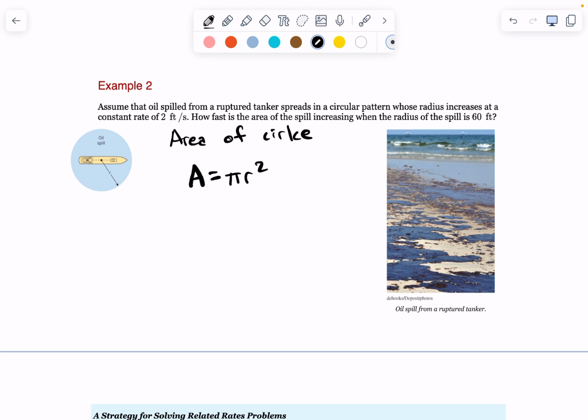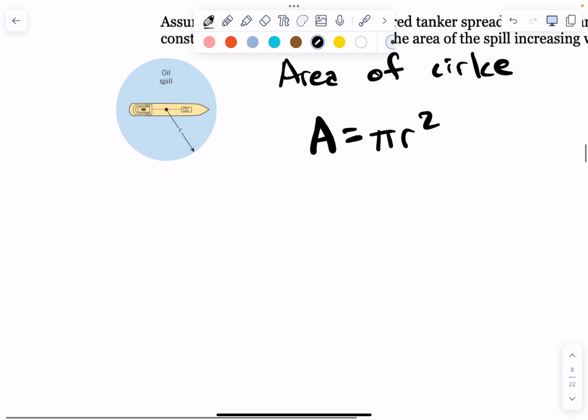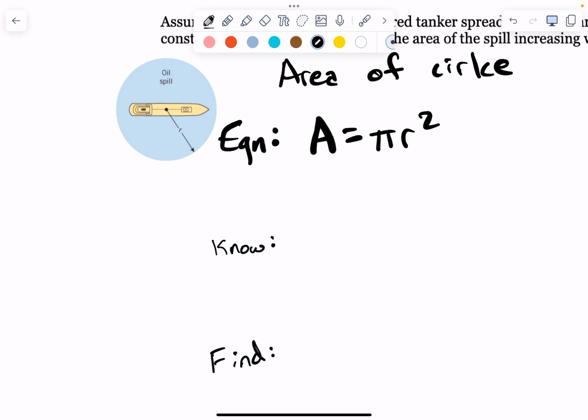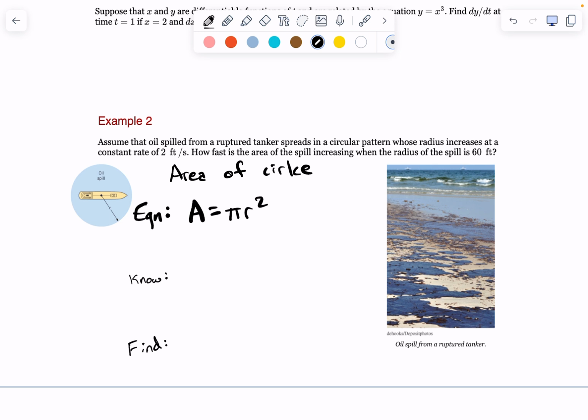How fast is the area of the spill increasing? Okay, when we do this, I needed to write this out. We have the equation, which goes here, and then we have things that we know, and then what we're trying to find. Every time you do one of these problems, we're going to have an equation, what we know, what we're trying to find, okay? Got it? All right, things that we know. We know that the radius is increasing at a rate of 2, right?